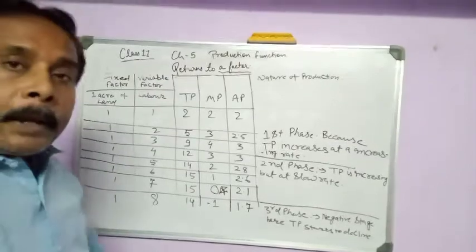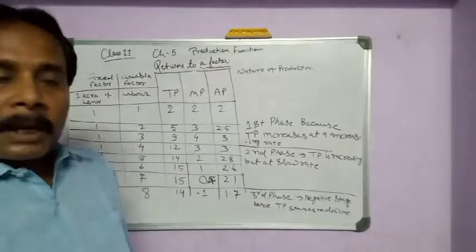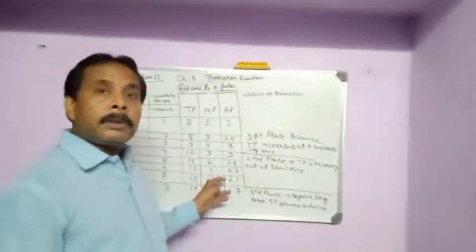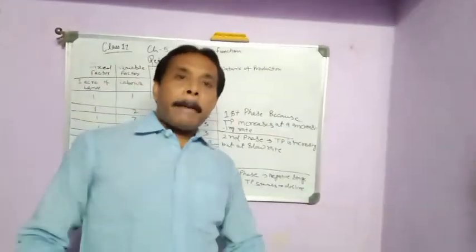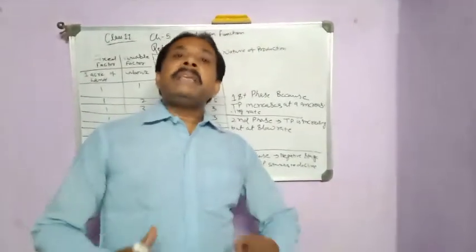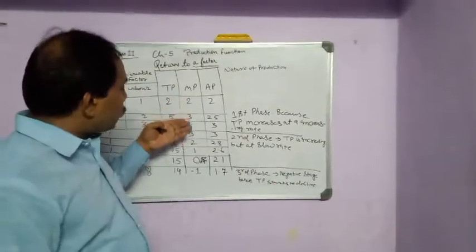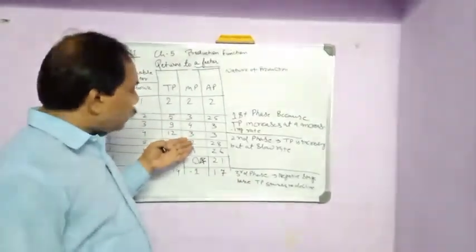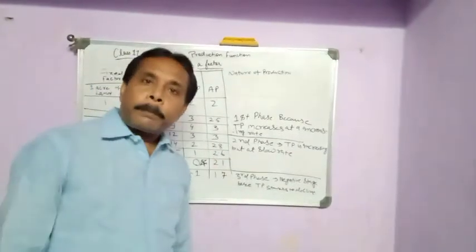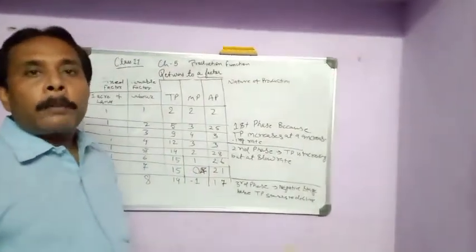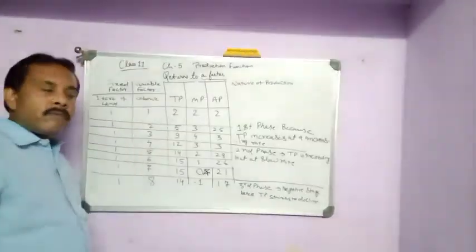A producer will continuously apply the variable factors till marginal production becomes 0, because the marginal production indicates the ability or the efficiency of the labor. So here the marginal production is continuously, no doubt, decreasing, but it is supporting the production process. Due to that, the total production is rising, and this is known as returns to a factor.